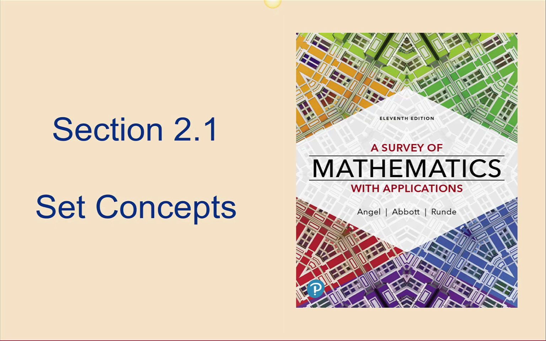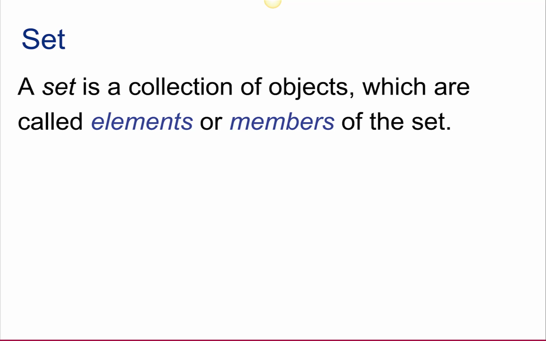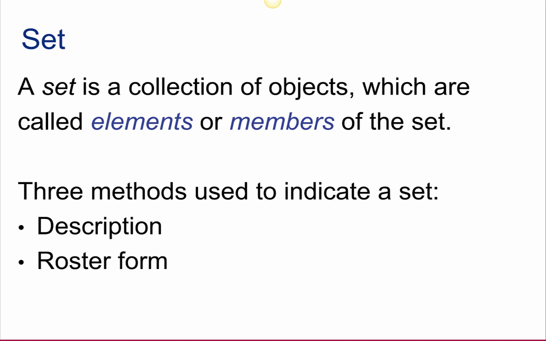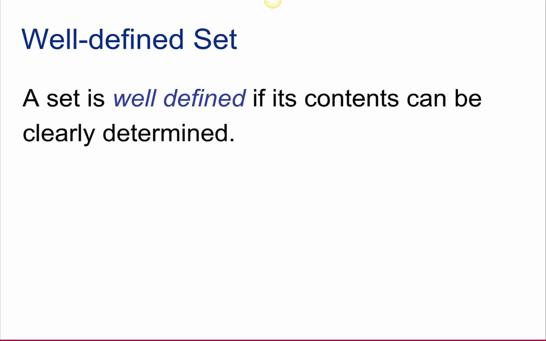Section 2.1, Set Concepts. A set is a collection of objects which are called elements or members of the set. Three methods are used to indicate a set: the descriptive method, the roster form, and the set builder notation. A well-defined set is one whose contents can be clearly determined.